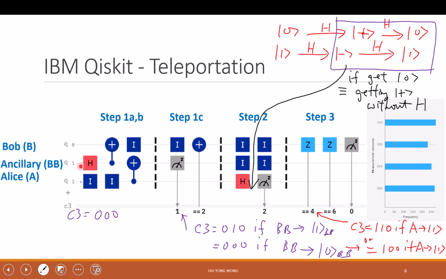So this can be concatenated to another circuit. Maybe you did a lot of computation, you get alpha 0 plus 1, and then you continue to do the teleportation. Okay, yeah. That's in step 2, right? The qubit number 2 measured, so it collapsed to either 1 or 0, right?